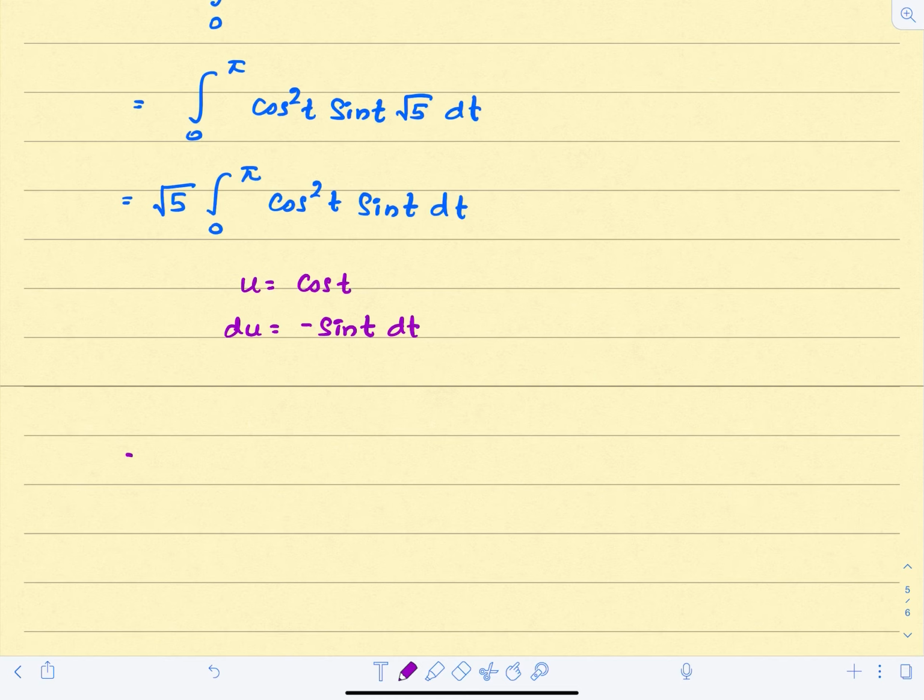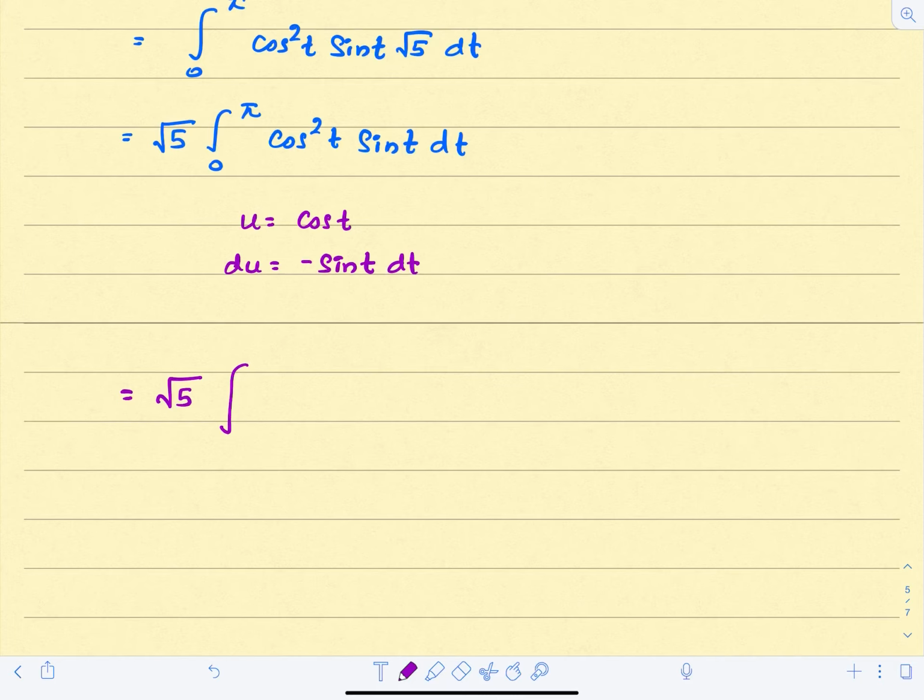Okay, so now our integral becomes the integral from, we need to find these two limits, and we will find these two limits in a second, but let's update our integrand. Cosine t is u, therefore cosine squared becomes u squared. Now instead of sine t dt I can write, so from this sine t dt becomes negative du. This is negative du. Okay.